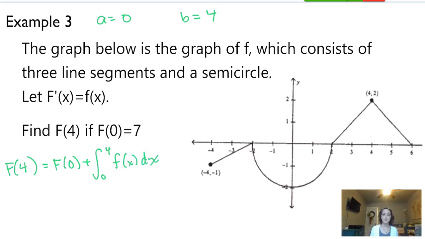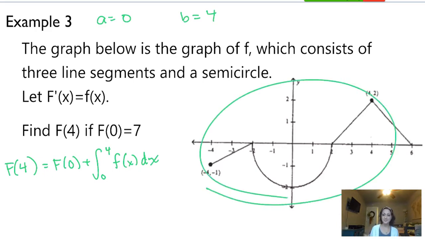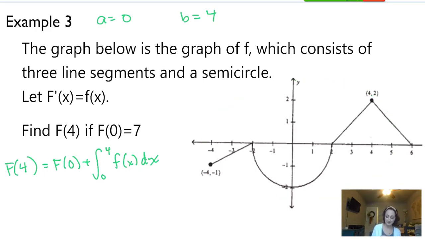Okay, and what do we know about little f? Well, we know little f's graph. That is the graph of little f, okay? So capital F of 4 is what I'm looking for. Capital F of 0 is given, that was 7. And now I need to figure out this integral. Remember, we can find definite integrals in 2 ways. We can find the area under the curve, or we can use antiderivatives. Well, I don't know the antiderivative of little f, but I do know its graph. So I can go find the area from 0 to 4 of this graph, okay?